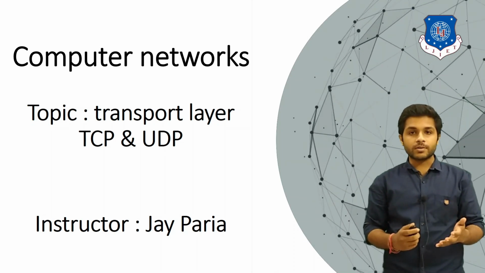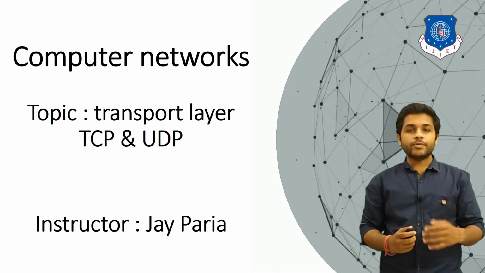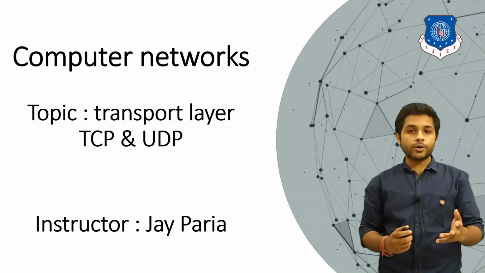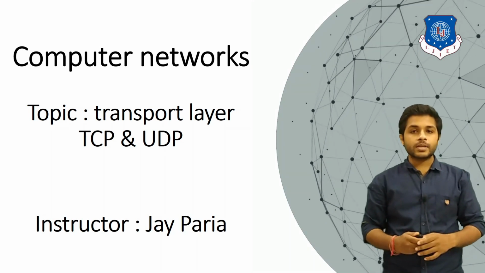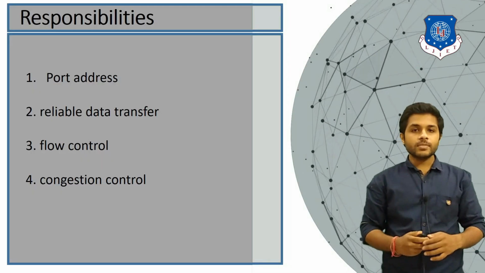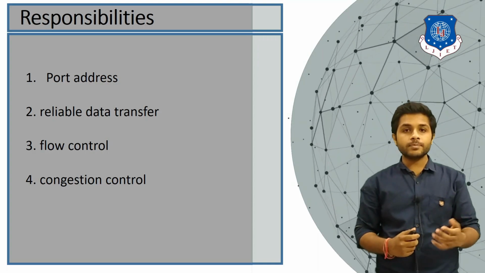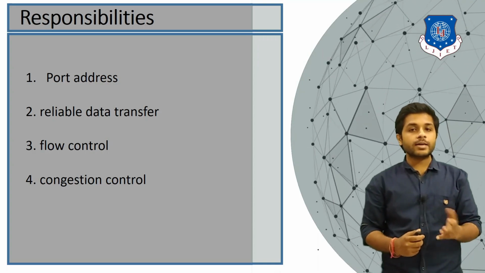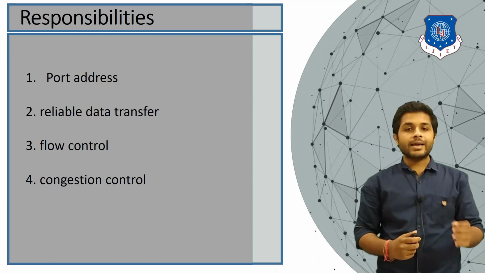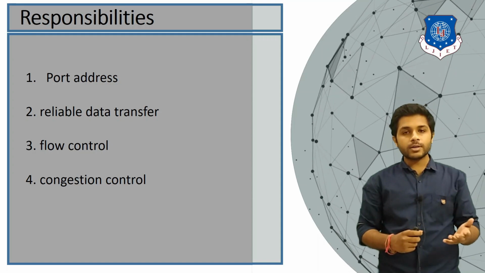The topic that we are going to see is the transport layer. We will discuss the responsibility of the transport layer, and we will also see two main protocols of the transport layer, which are TCP and UDP. So let's see. These are the four main responsibilities of the transport layer. The first one is port addressing, then there is reliable data transfer, flow control, and the last one is congestion control.